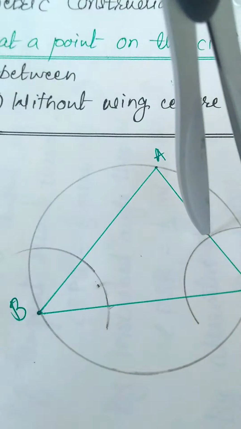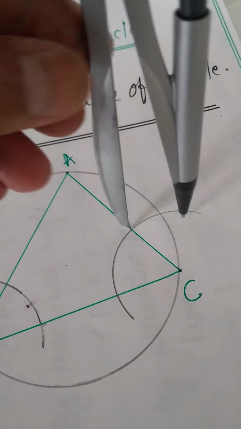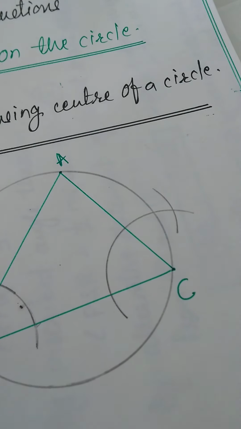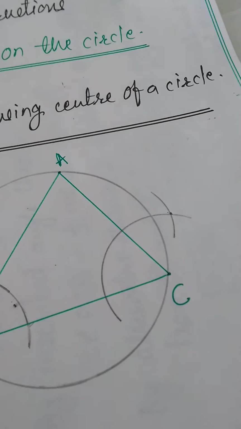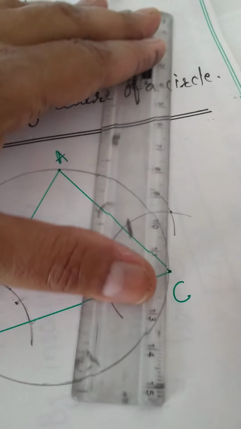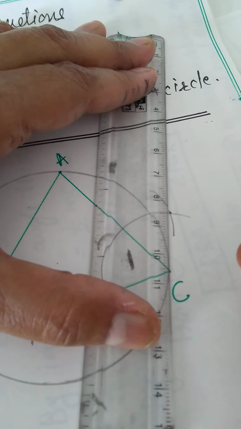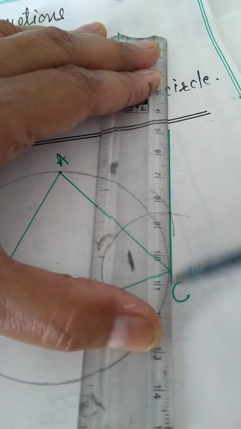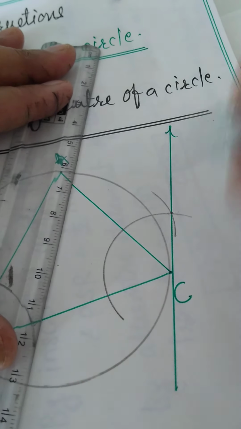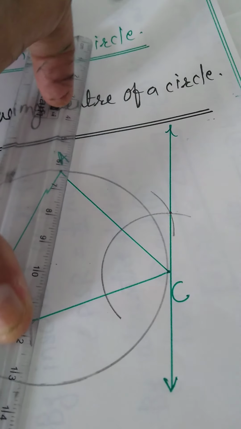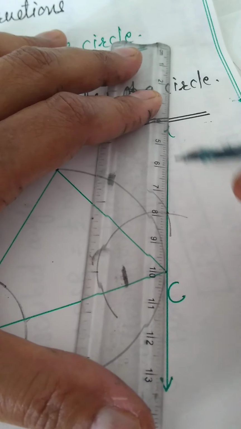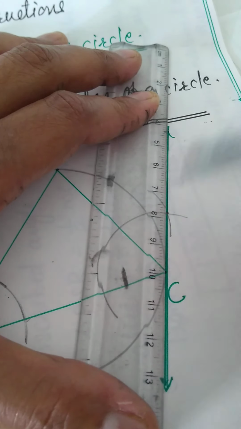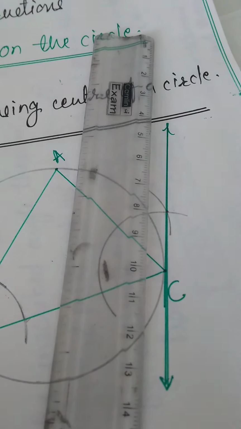Put this leg on this point and draw this arc. So we will get the point through which we will draw the line. This line passes through the point C. It means it is a tangent which is through the point C, like this.